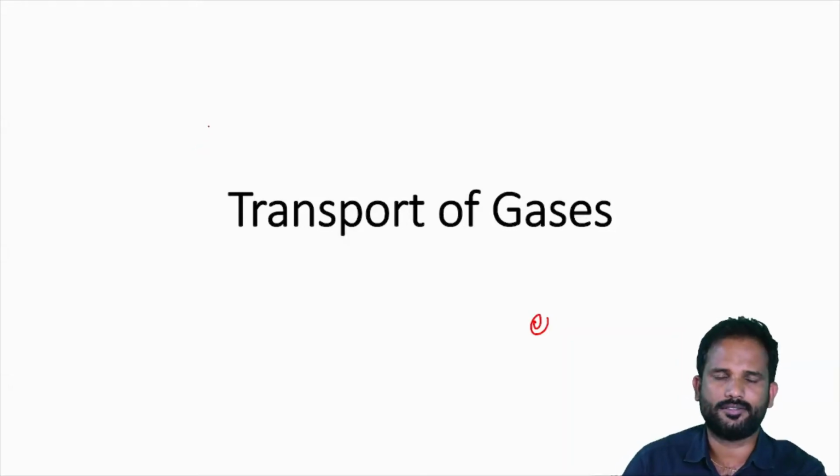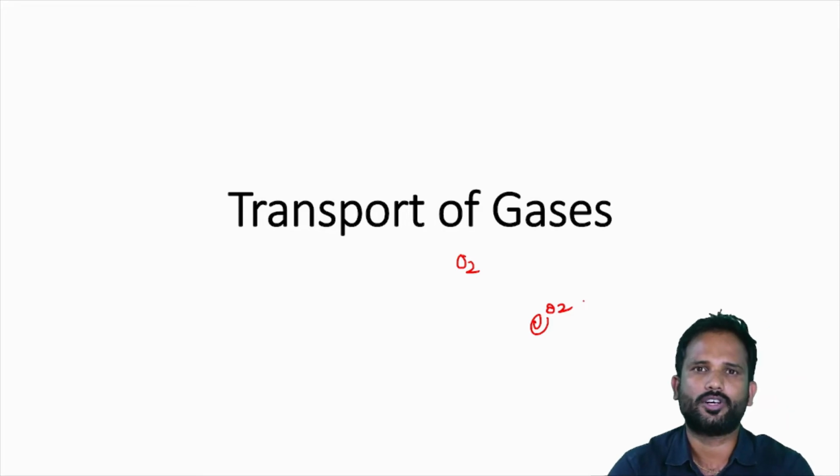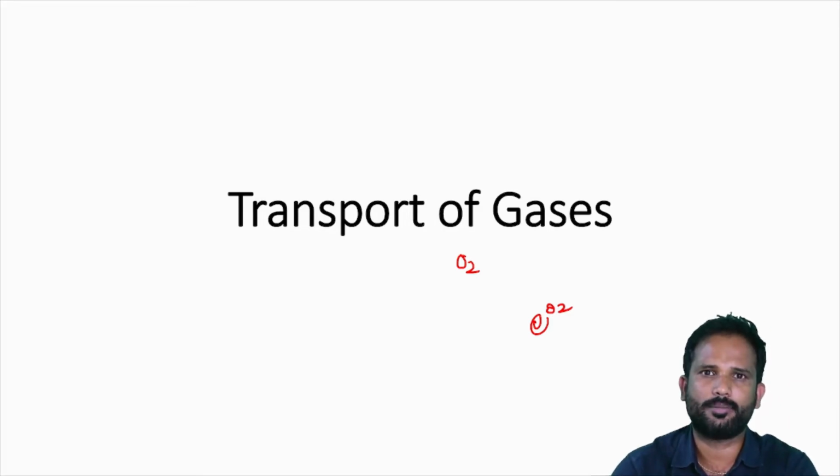Hi guys, today we'll talk about transport of gases. In that, the primary gases are two: one is oxygen, another one is carbon dioxide. So we'll talk about the transport of oxygen and carbon dioxide in the blood.